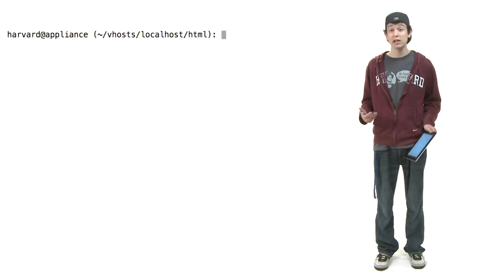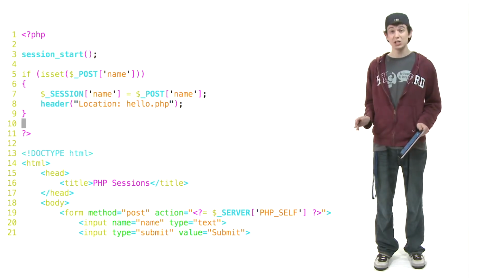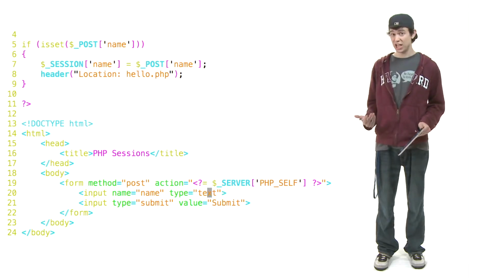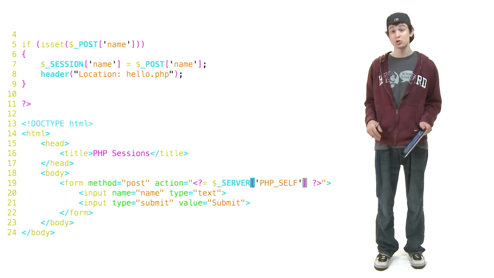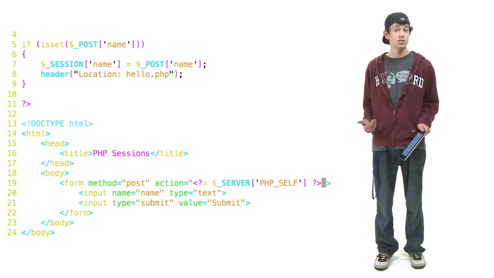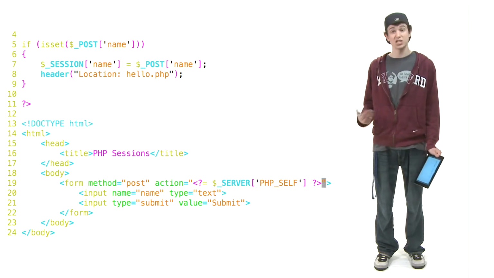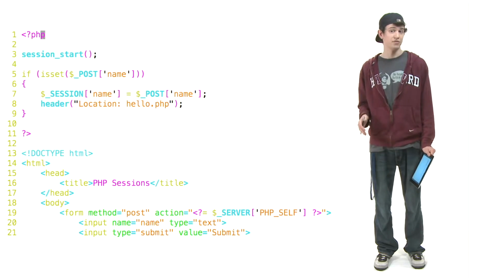So let's take a look at login.php. Down here, we have a single HTML form with a single input. The form's action attribute is $_SERVER["PHP_SELF"]. And this simply means that we want the form to be submitted to the current file, which in this case is login.php. So let's go back to the top of this file.